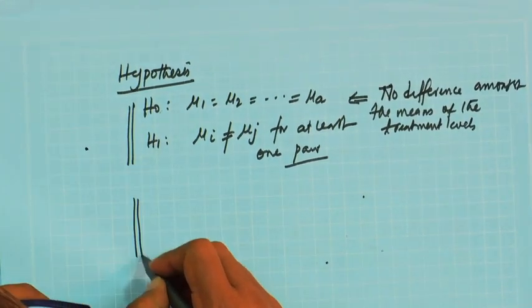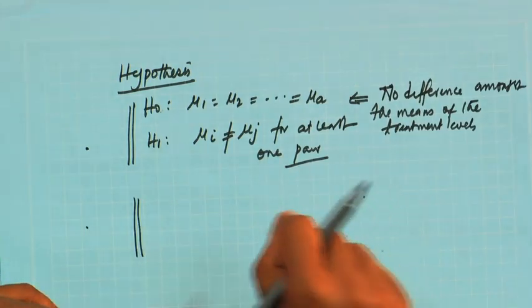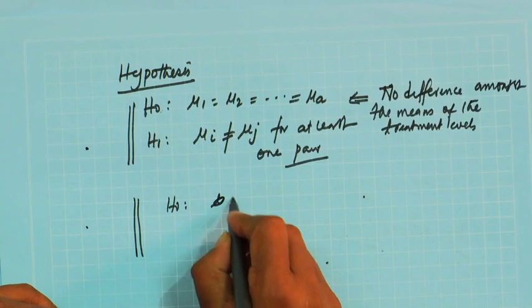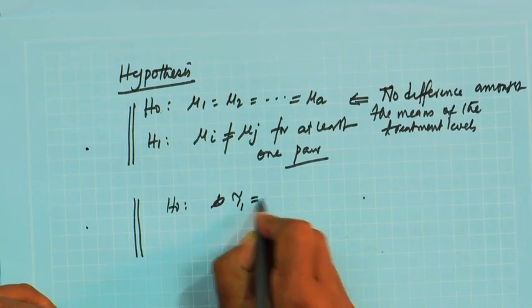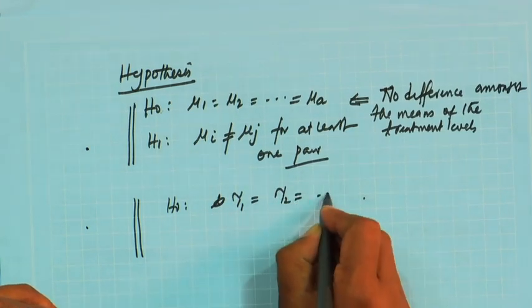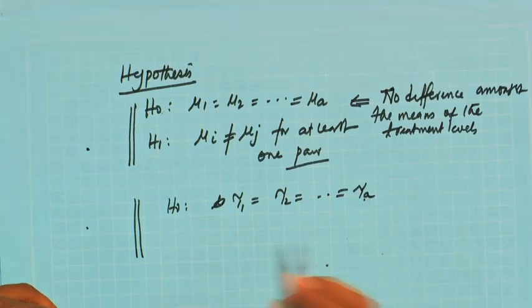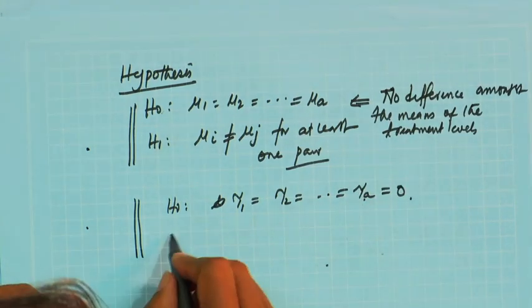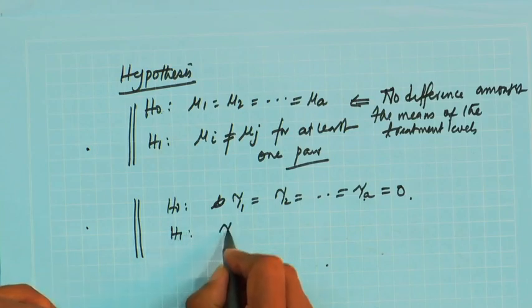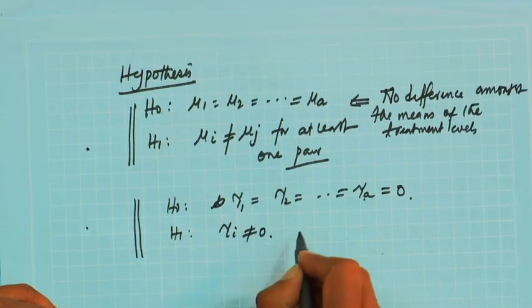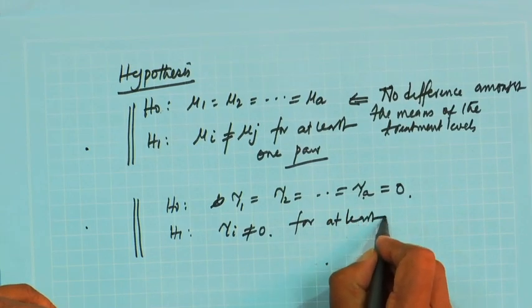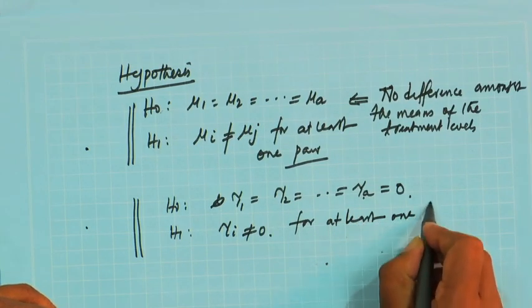Suppose you want to use the hypothesis for the treatment effects, then you write correspondingly tau 1 equal to tau 2 dot dot dot equal to tau a equal to 0, and the alternate one is tau i not equal to 0 for at least one i.